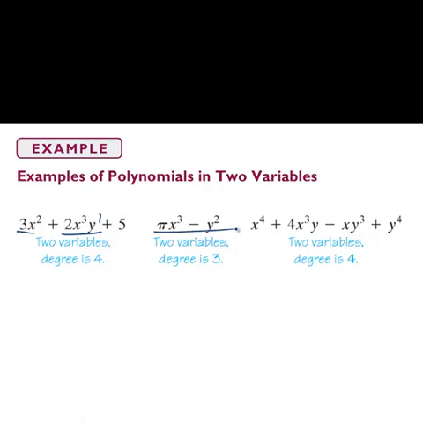There you've got a third degree polynomial with the variables x and y. Here you've got a fourth degree polynomial, where this is a fourth degree term, this is a fourth degree term, this is a fourth degree term, and this is a fourth degree term. If you just add the powers on the variables, they're all 4.